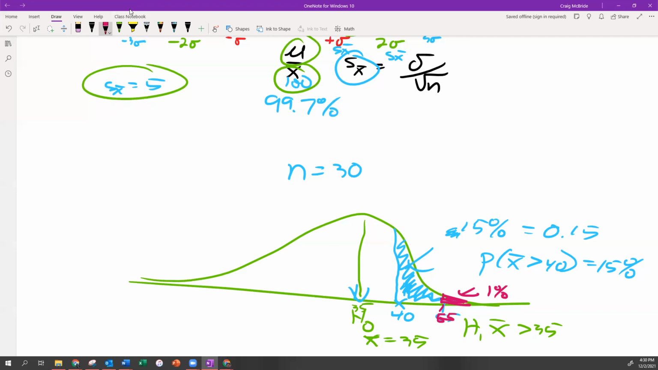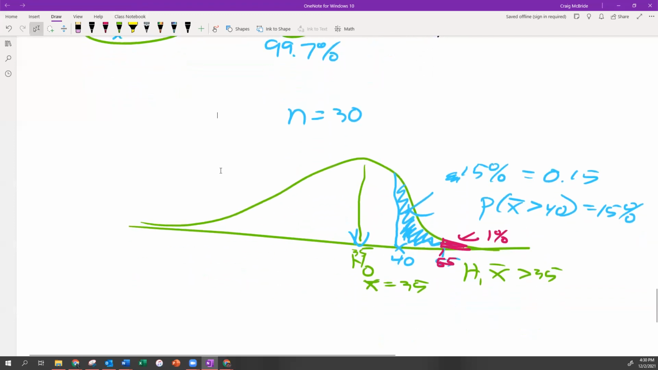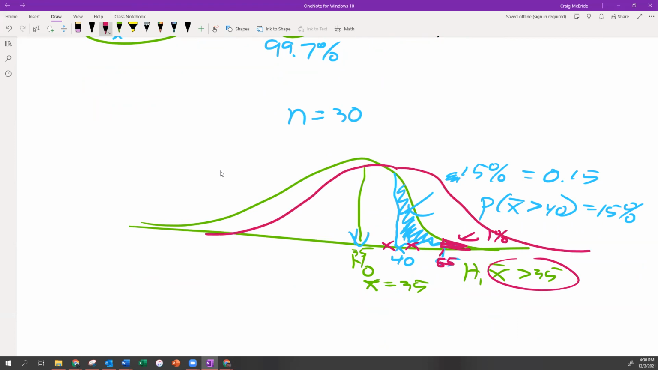What is more likely is that the mean of our population isn't actually 35, that it's bigger than 35. Maybe it's somewhere over here. Maybe it's somewhere over here. But if it's in either of these places, then your curve looks more like that. And then when you calculate the area under that curve, you get something like 15, 20, 25%, and that's more likely, right? So it's far more likely that it sits on a curve that's actually shifted further to the right.